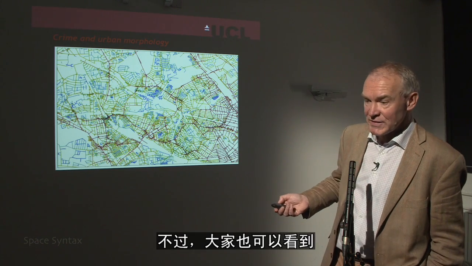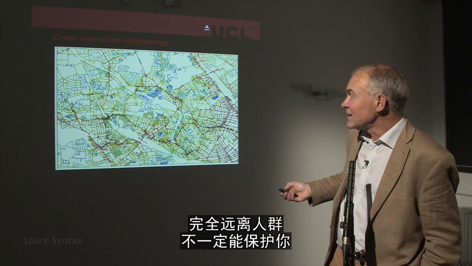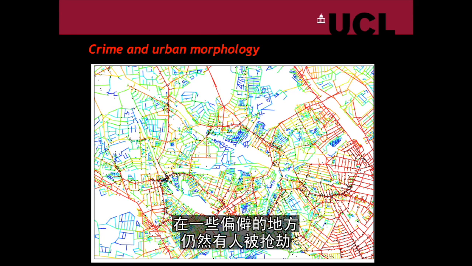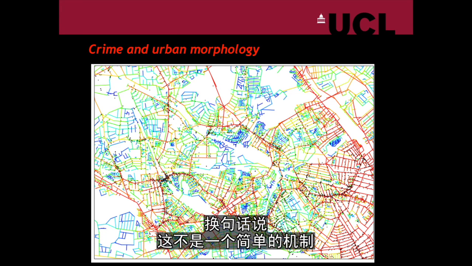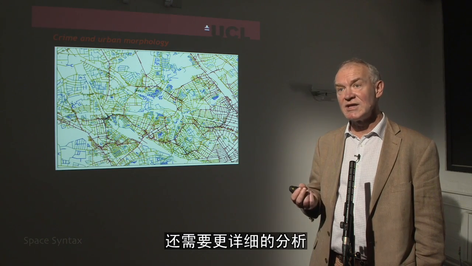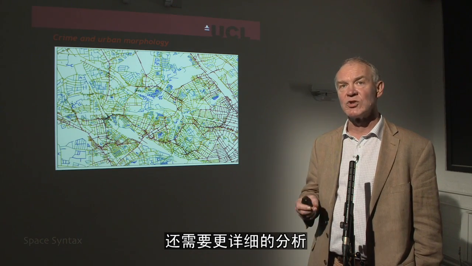However, what you can also see is that complete isolation doesn't necessarily protect you. There are spaces which are isolated where you still have people being mugged. This is not a simple mechanism, in other words, and the relationship between crime and space is something that needs to be very carefully unpacked in order to be understood.